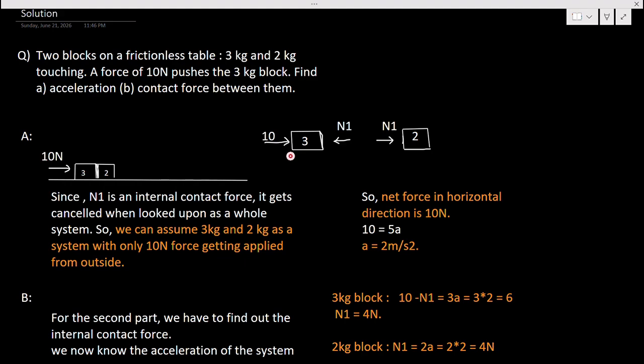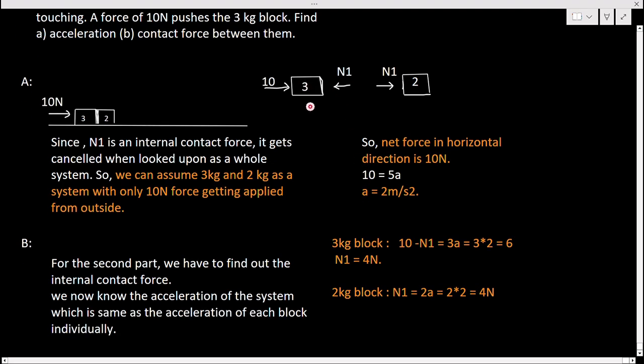So this is one thing to note, that the internal forces in a system cancel out each other, and the net acceleration of the system is proportional to the net force applied on the system. So the net force is 10 Newton, and the mass of the system will be 3 plus 2, 5 kg. So what will be the acceleration? Force divided by mass. Force is 10, mass is 5. So 10 by 5 is 2 meter per second square. So the acceleration of both the blocks will be 2 meter per second square. Now we have to find the contact force between them. So we have the FBD.